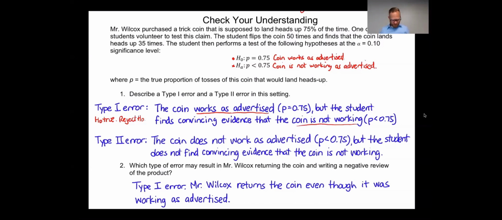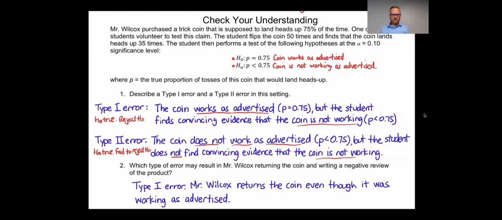For the type 2 error, remember, this is when the alternative is true. And the mistake or the error here is to fail to reject the null. And so we start with the truth, and the truth is that the alternative is true. So the coin does not work as advertised. That's our alternative hypothesis. But we made a mistake here and we failed to reject the null, which means that we do not find convincing evidence for the alternative.